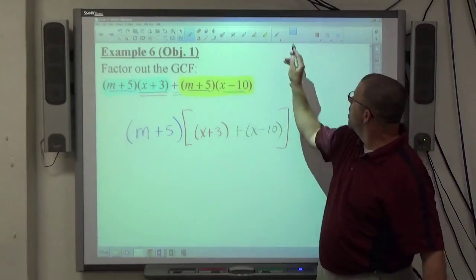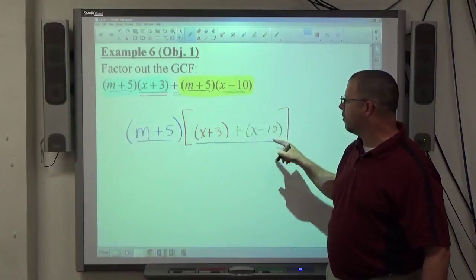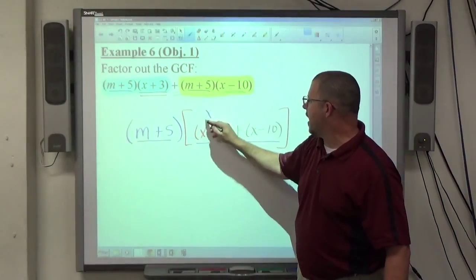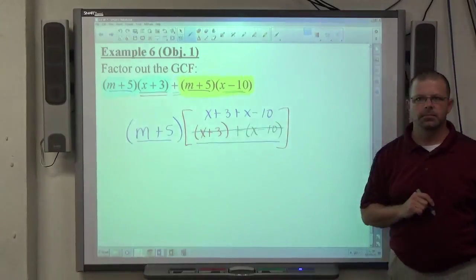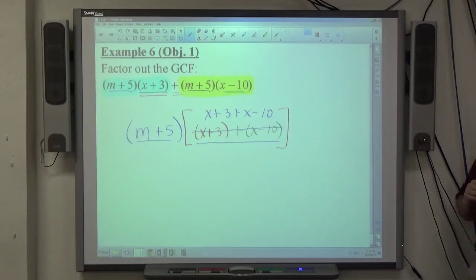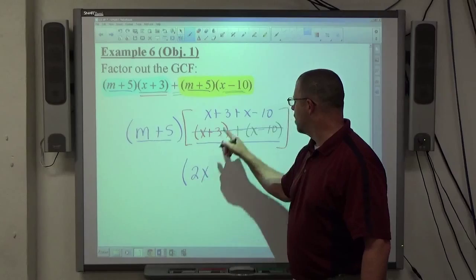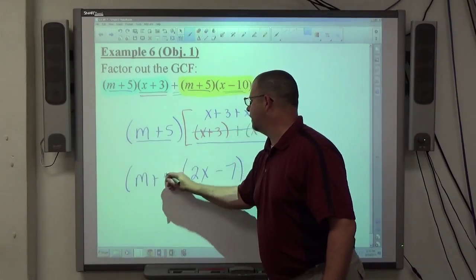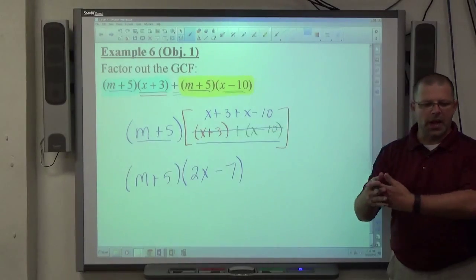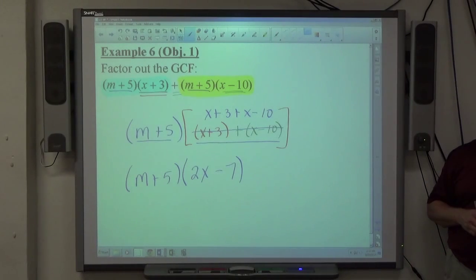Okay. Notice though that m + 5 is what came out, all this stuff is left over, and all this stuff left over is just x + 3 + x - 10. So what's left to do is to add like terms. x + x is 2x. 3 - 10 is -7. m + 5 is still out in front. Anytime you extract a common factor, always make sure that's coming along for the ride as you're working through that problem. It belongs to the final answer.